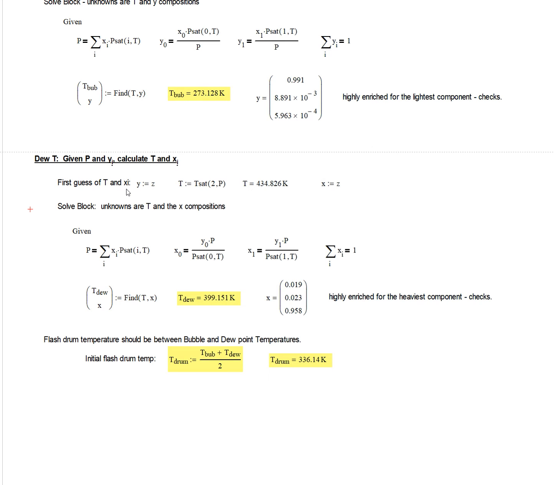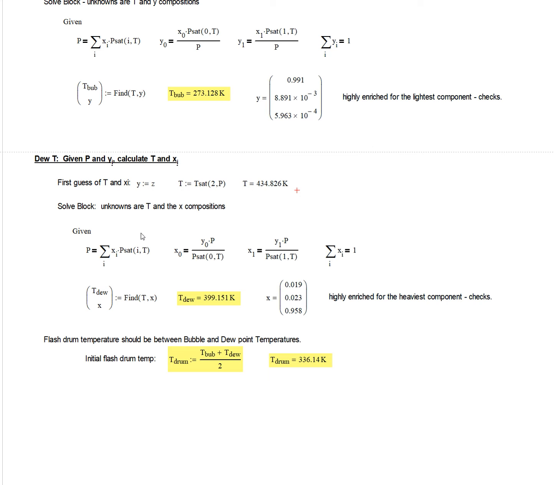So we're going to set our values of Y, and then we are going to do a guess of T. What I said was I'm going to guess that our initial T is going to be the temperature of the heaviest component. And so that was 434.8 Kelvin. And then my initial guess, let's see, I don't believe that is going to be necessary. That is extra. So we want to calculate X.